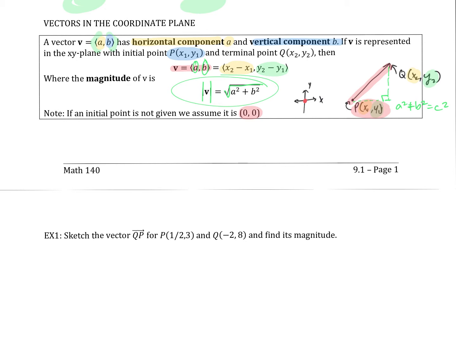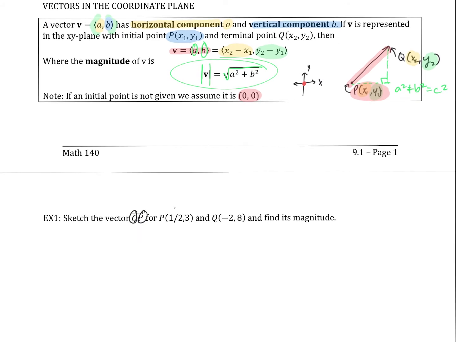Sketch the vector QP. Okay, so Q is going to be our initial and P is going to be our terminal. For, well, P is (1/2, 3). So that's my x value, my y value. And then Q is (-2, 8), and find its magnitude. Okay, so this is a little tricky here because they kind of switched P and Q on us. But our initial value is going to be Q, because we're starting at Q for the vector. Notice the direction that it has for the vector QP.